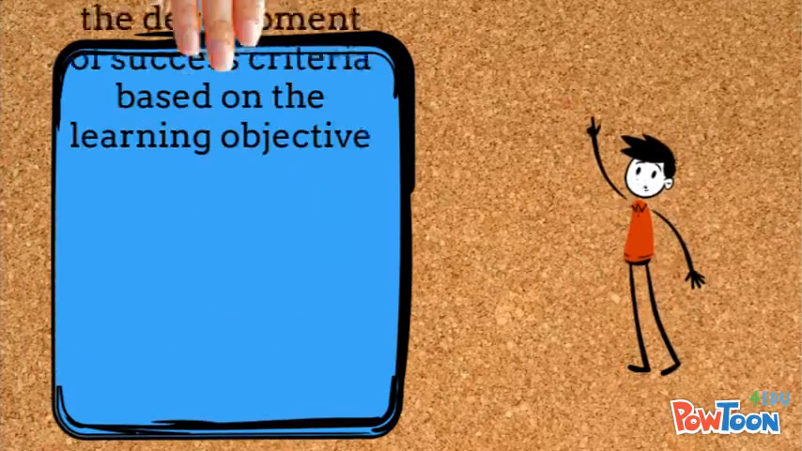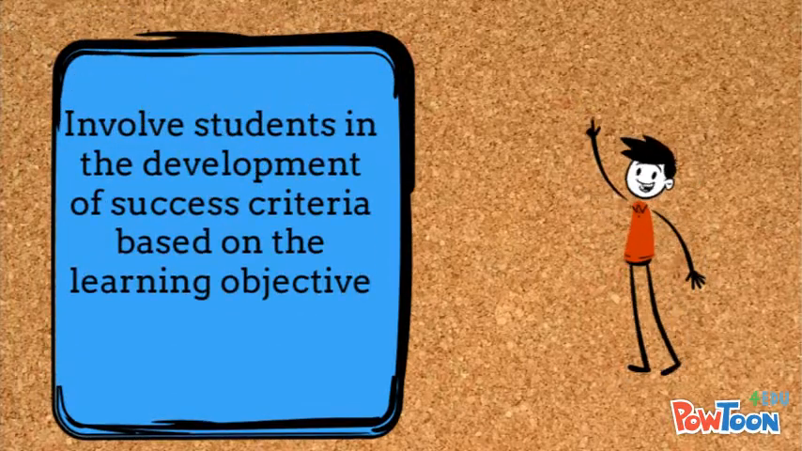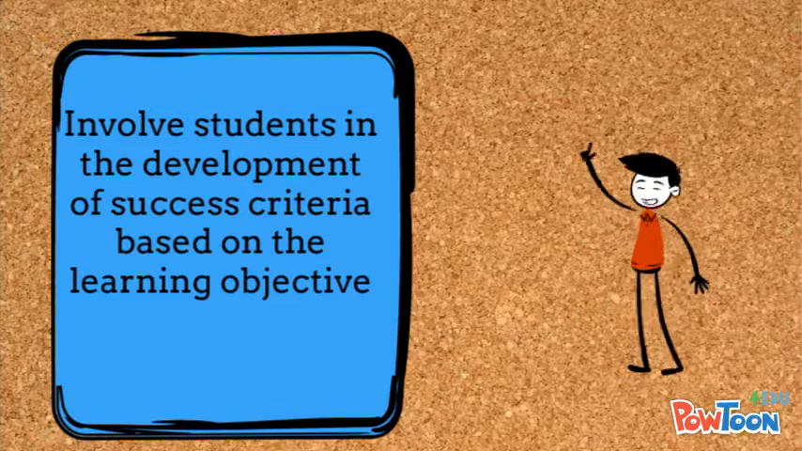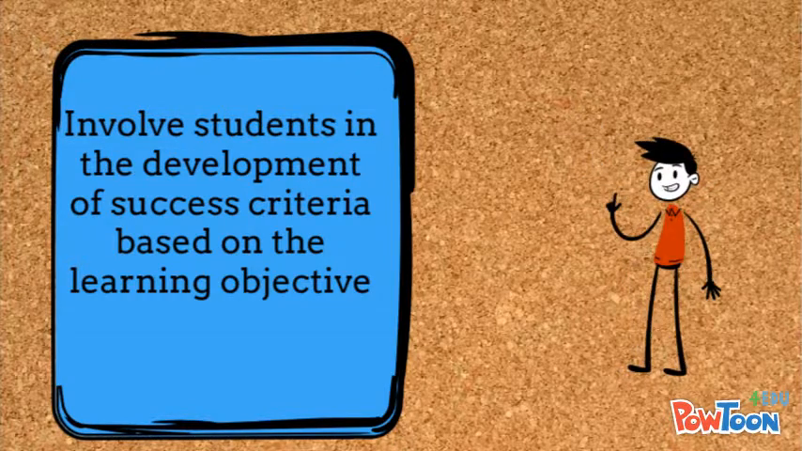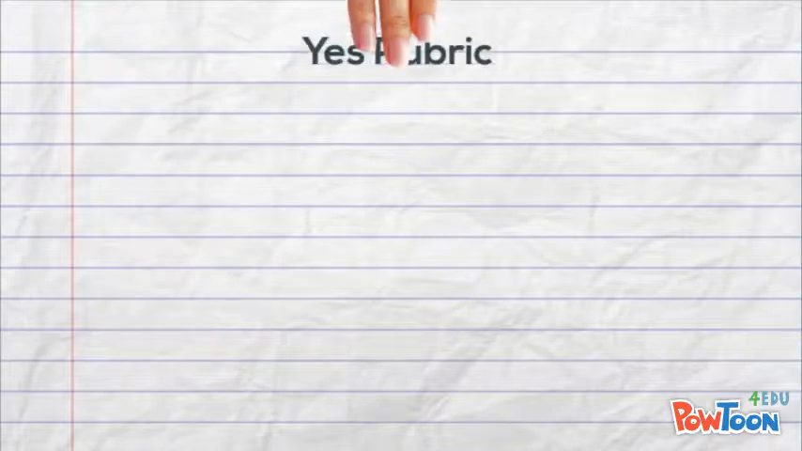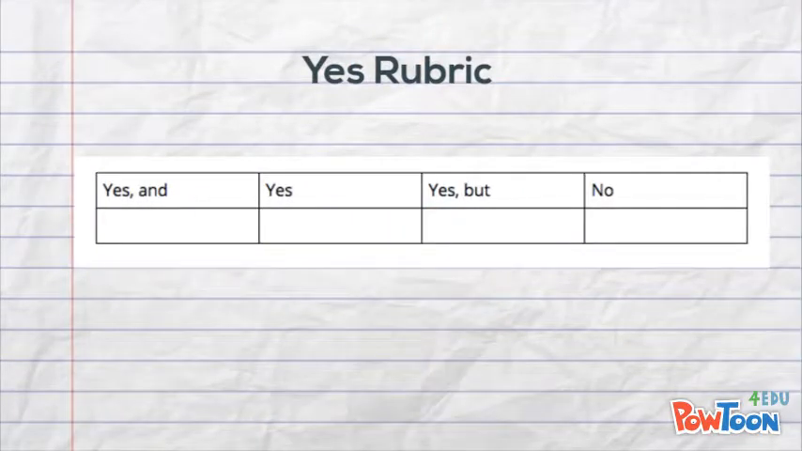In order to give and use feedback, students need to know how to review the work and what to measure it against. Students can and should be involved in developing success criteria based on the learning objective. This includes developing rubrics to measure the work. One simple yet effective rubric is the YES rubric. This uses the categories of yes and, yes, yes but, and no. Students of any age can easily understand and use this language to evaluate their own work and the work of their peers.